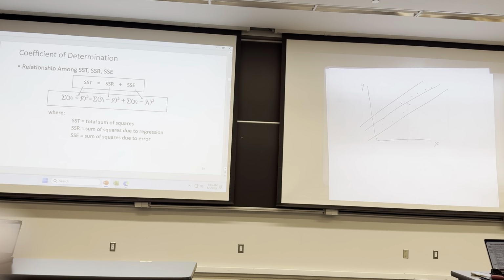SST is the total sum of squares. If you use the mean as an estimator, then what is your error? It is just the sum of squared errors, those errors, okay? SSR and SSE, let me just show you by picture over here.